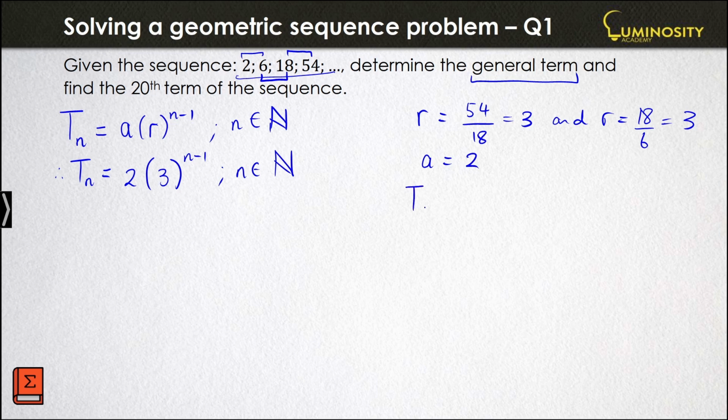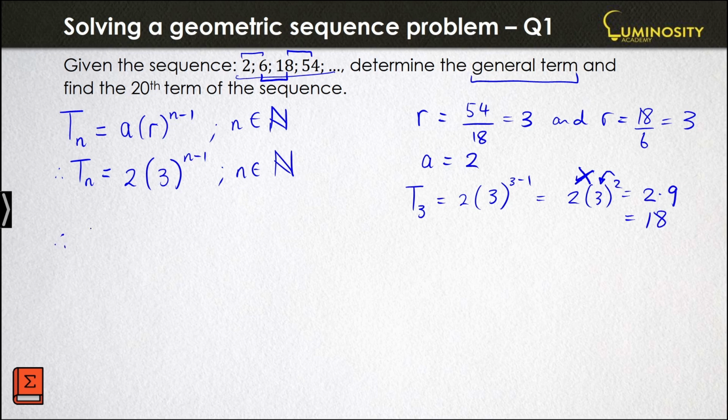So if I plug in 3 for n, I get 2 times 3 raised to the power 3 minus 1, which is 2 times 3 squared. Well, 3 squared is 9. Notice how I apply the exponent onto the base only, not onto the first term. And 2 times 9 is 18, which is what we expected.